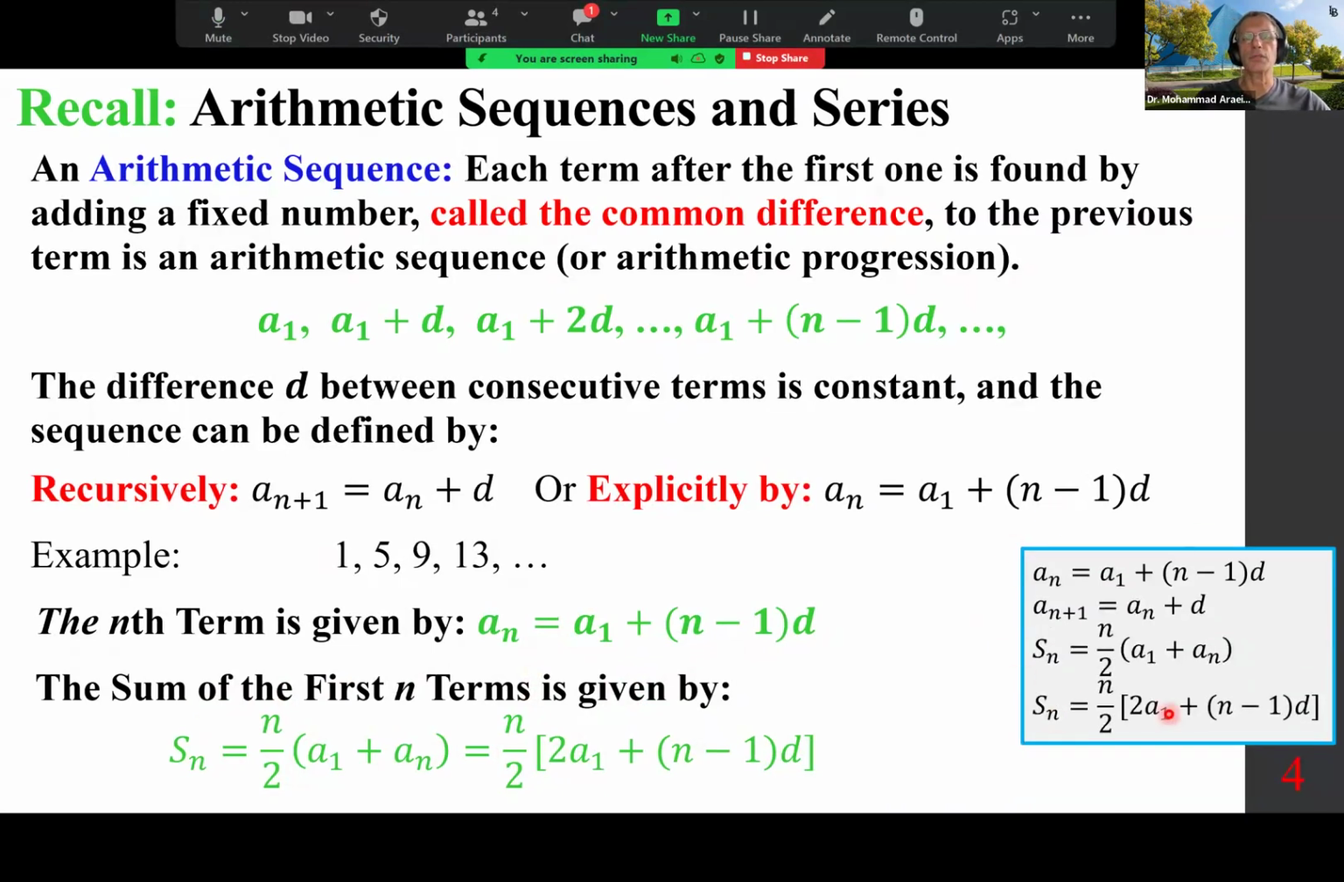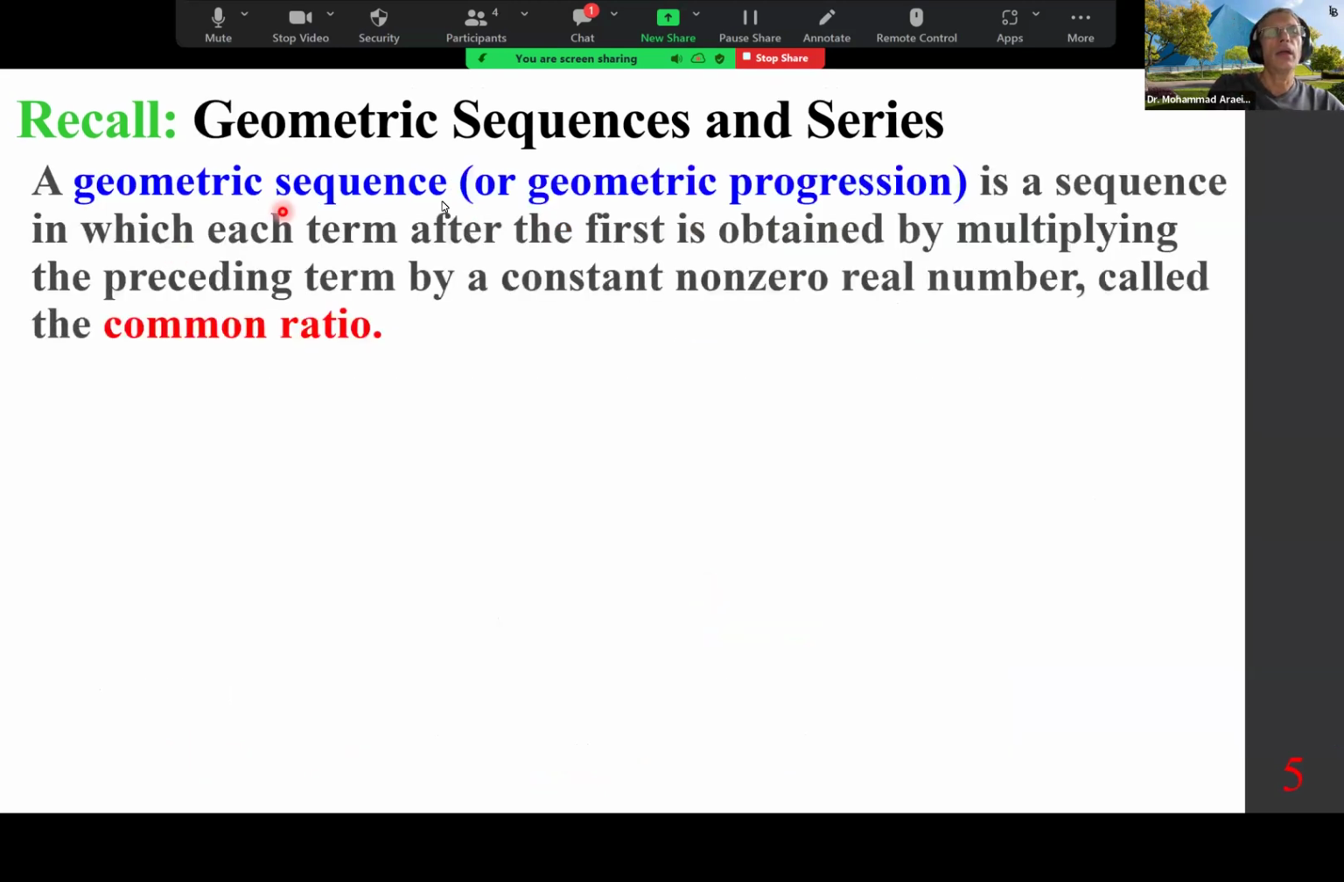And here's the synopsis of the whole page. A geometric sequence. So we are looking at geometric sequences and series. A geometric sequence or geometric progression is a sequence in which each term after the first is obtained by multiplying the preceding term by a constant non-zero real number called the common ratio.